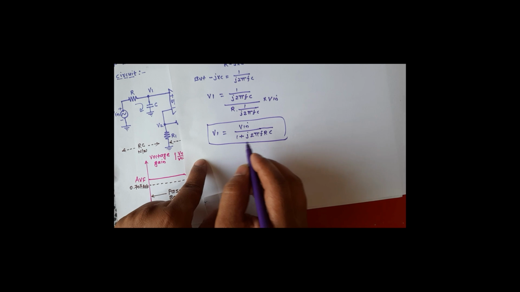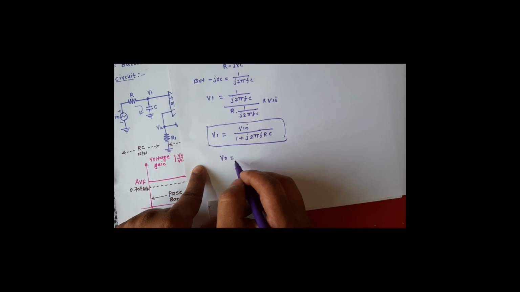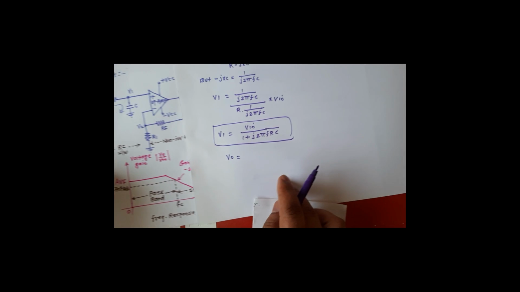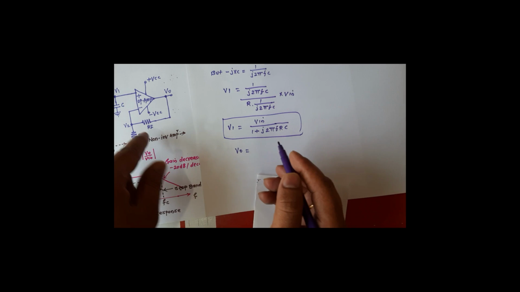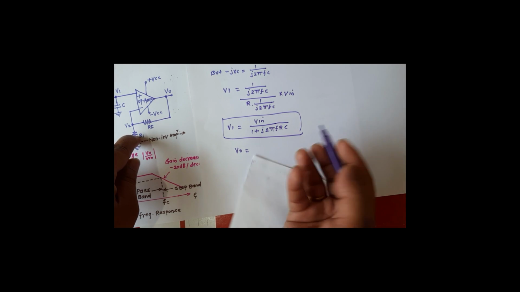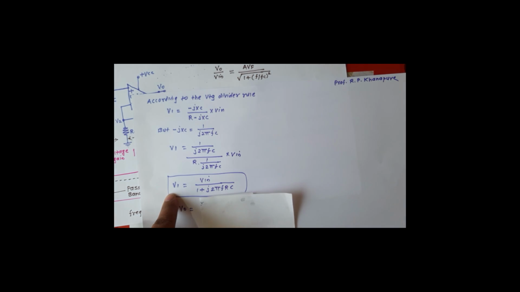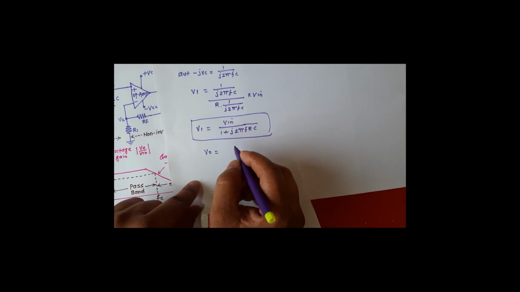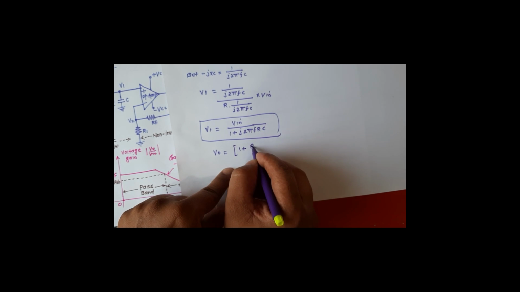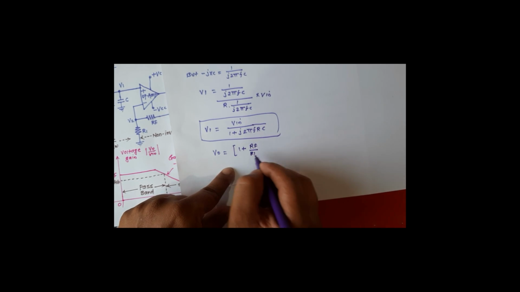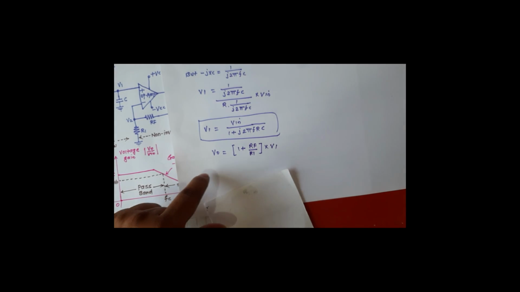Next, the output voltage V0 is equal to, as you know, for this op amp, output voltage V0 is equal to gain into its input voltage. Gain is what? This is the non-inverting amplifier, so the gain is 1 plus RF by R1. This is the closed loop gain for this op amp. So gain is 1 plus RF by R1 into its input voltage, which is V1.